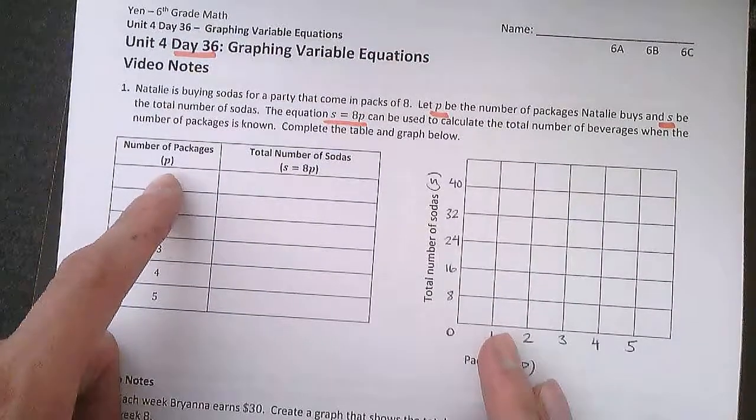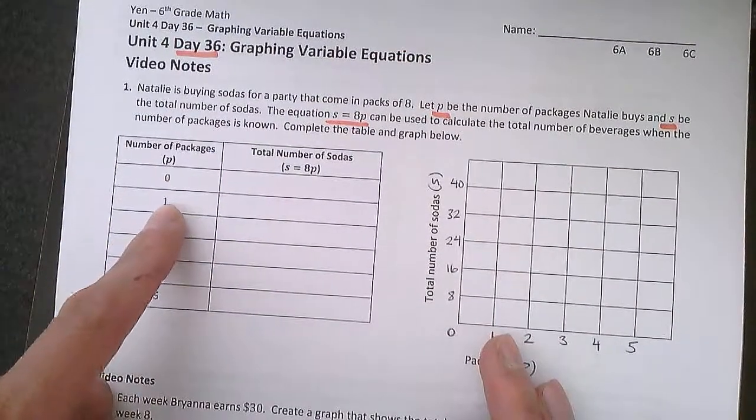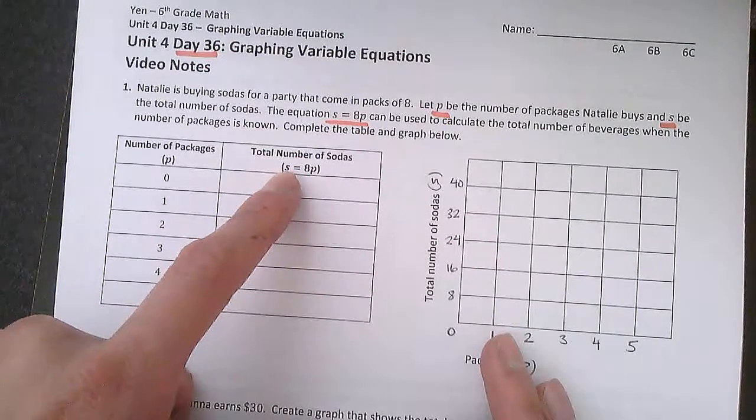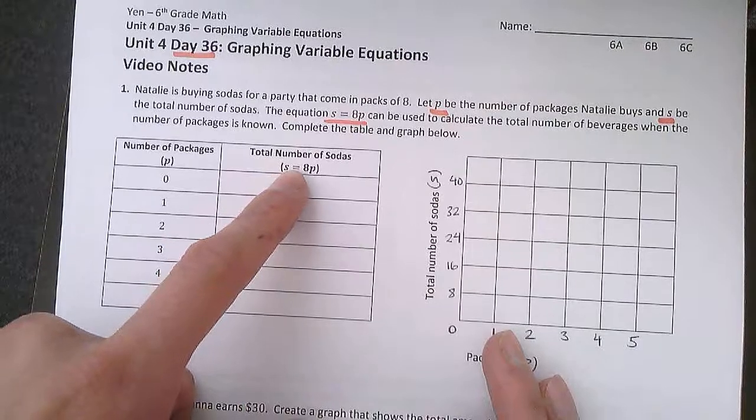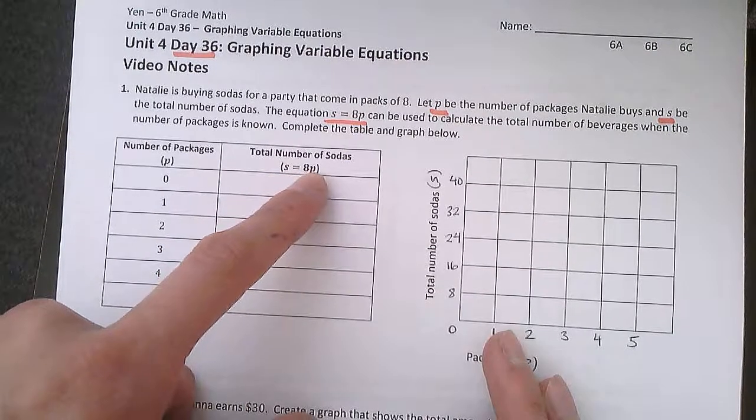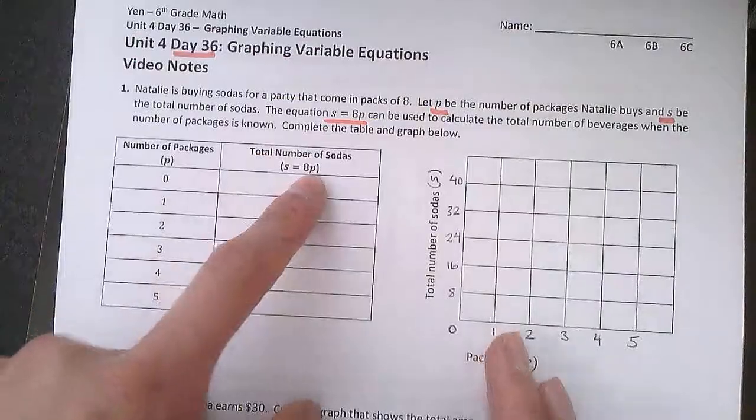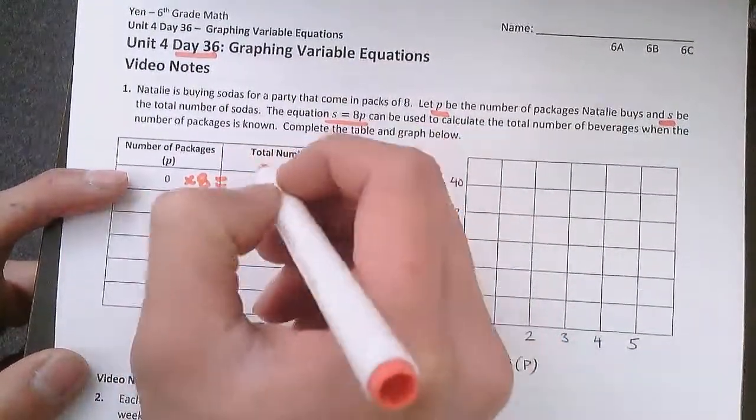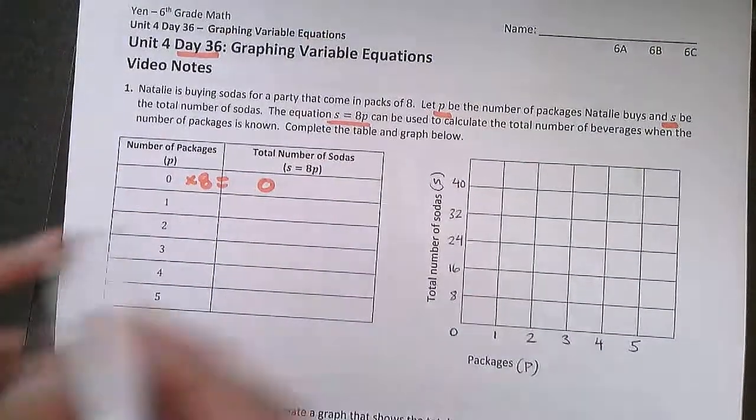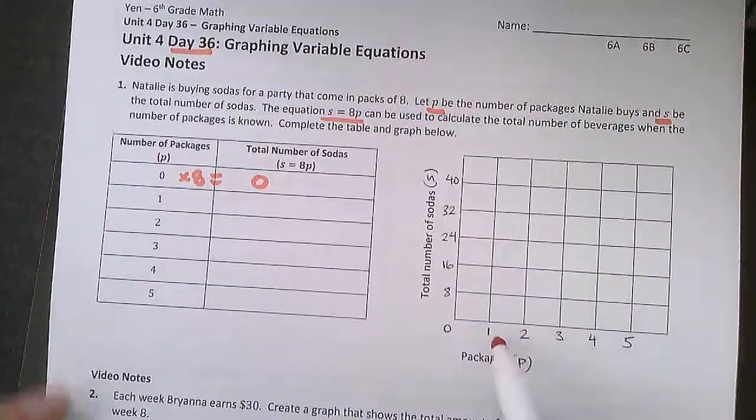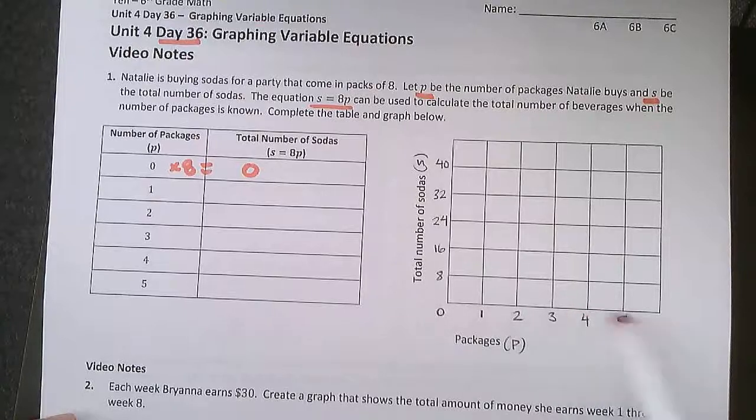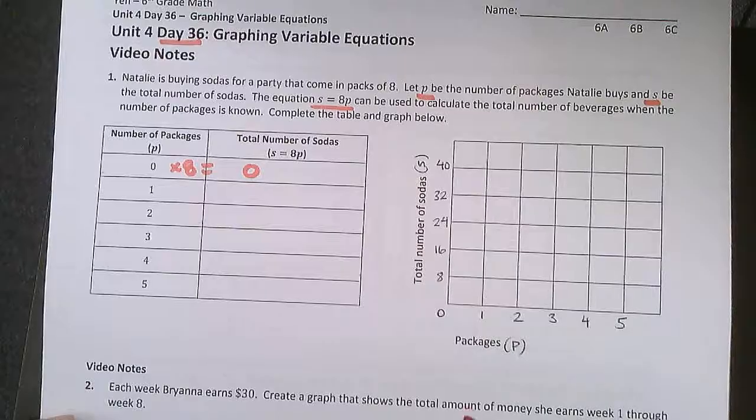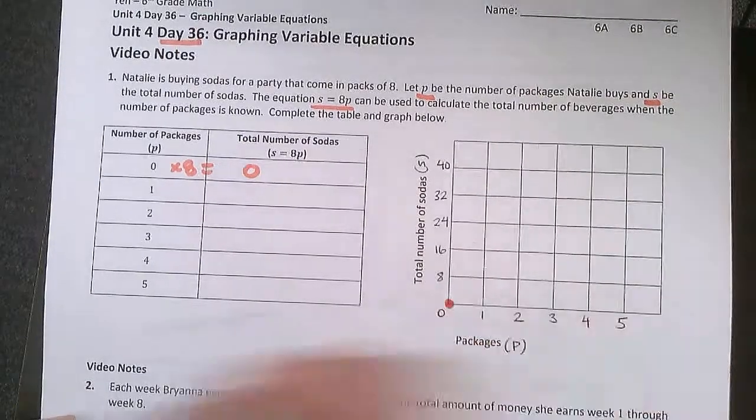So if we look at what we have here, the number of packages can determine the number of sodas that we have. And since there's 8 sodas in every package, the number of sodas, which is S, is equal to 8 times the number of packages. So S is equal to 8 times P. So if we have 0 packages, 0 times 8 is equal to 0. And so if we were to put that on our graph, packages, as you can see, is this x-axis on the bottom, and the total number of sodas is the y-axis going up and down here. So our first point is at 0, 0.